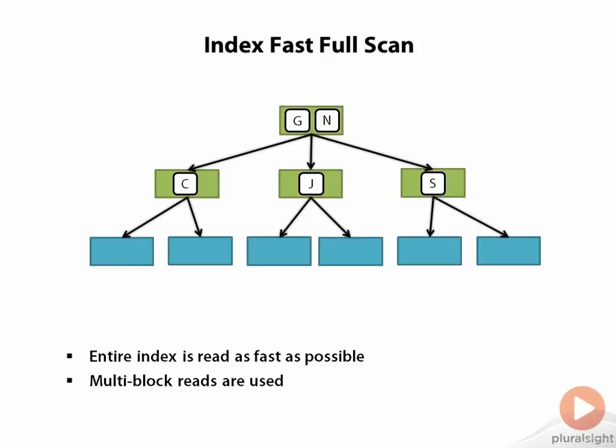The next operation to discuss is an index fast full scan operation. In this operation, Oracle is going to read the entire index, and is going to read the index in an unsorted order. What this means is that Oracle is not traversing the tree structure of the index, it's just reading all of the blocks of the index as fast as it can. And so in this sense, an index fast full scan operation is more closely related to a full table scan operation than to the index operations we've just looked at.